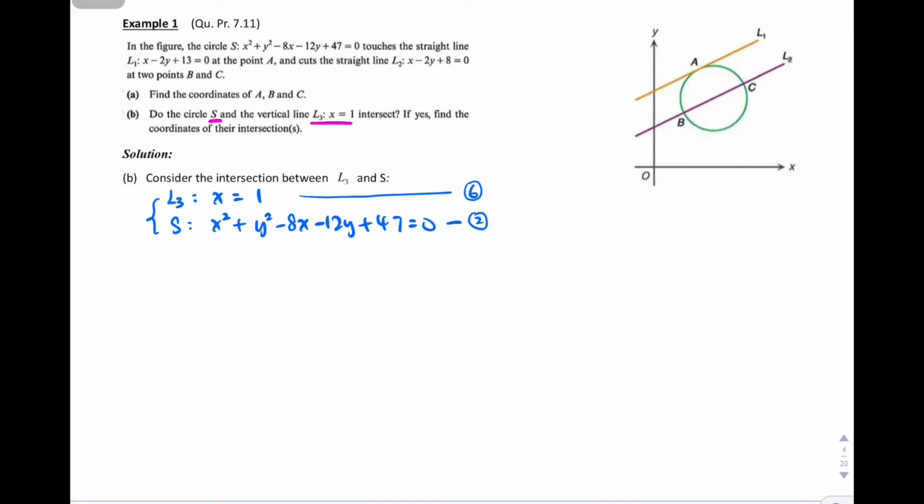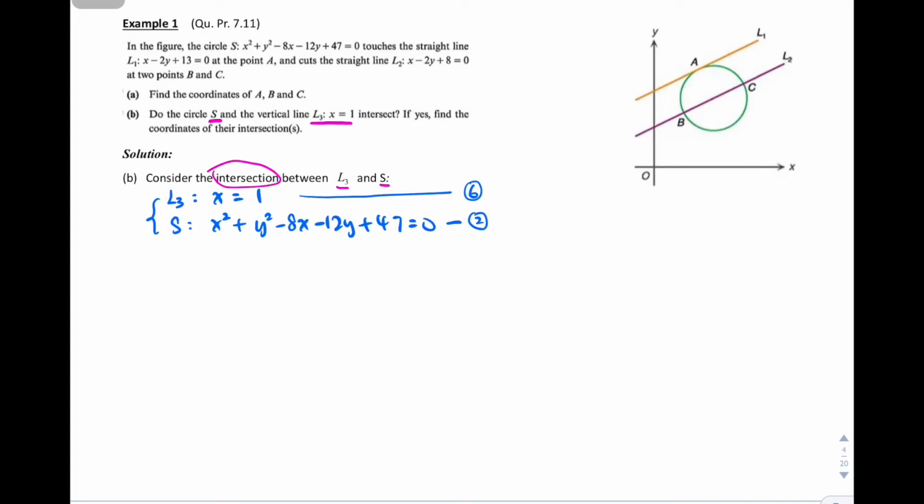Part B. Do the circle S and another straight line, the vertical line L3, x equals 1, intersect? If yes, you have to find the coordinates of their intersections. Here, still, we consider the intersection between L3 and the circle S. This time we label L3 in the same fashion, so we label it as equation 6. And the equation of circle S is still equation 2.